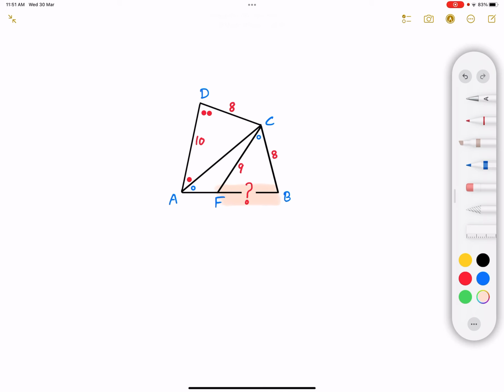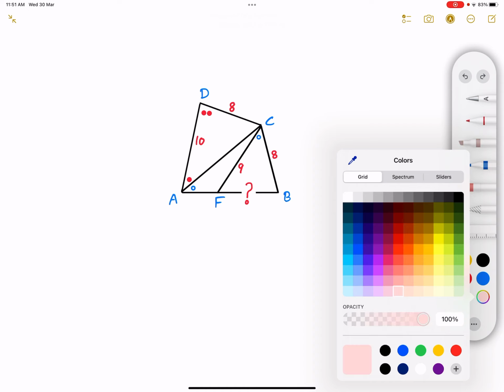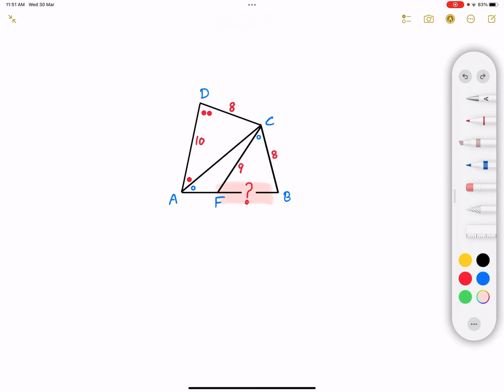We're also given that the angle FCB, which is this one here, is the same as the angle FAC, which is this angle here. And we're also given the information that the angle ADC, which is this angle here, is twice the angle DAC, which is this one here. So that is exactly what is given in this question. Based on this given information, we need to solve for the length of the line segment FB, which is unknown here.